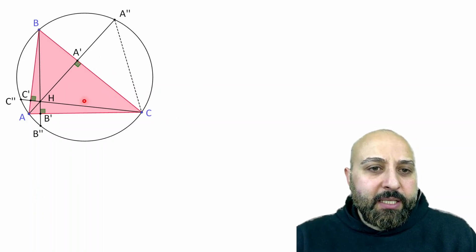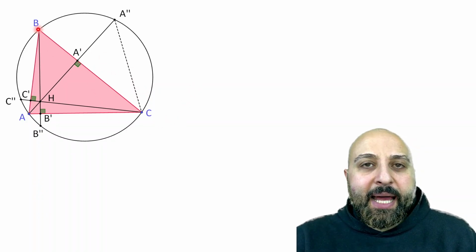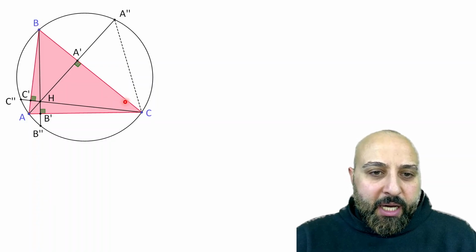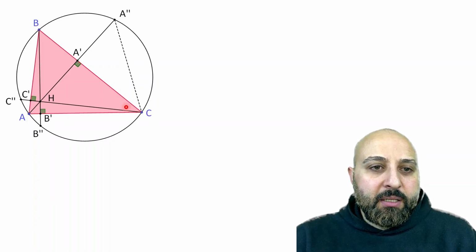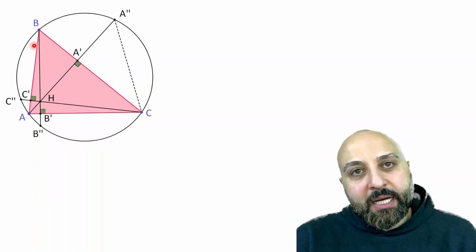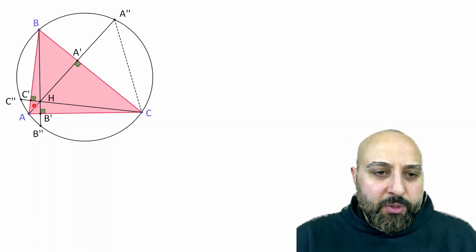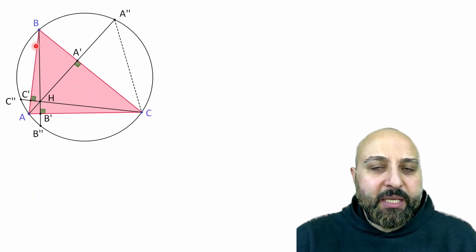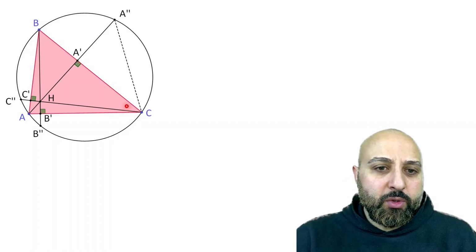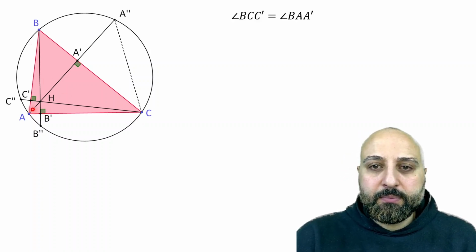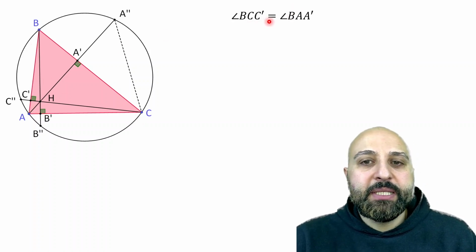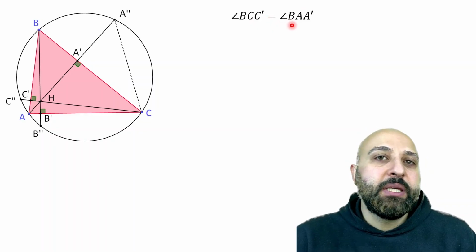We have this triangle, and we notice that the angle BCC' plus angle B is 90 degrees. Same way, the angle BAA' plus angle B is equal to 90 degrees. Therefore, these two angles are equal. This is what I have written here: BCC' is equal to BAA'.